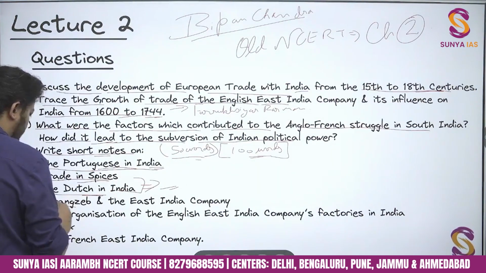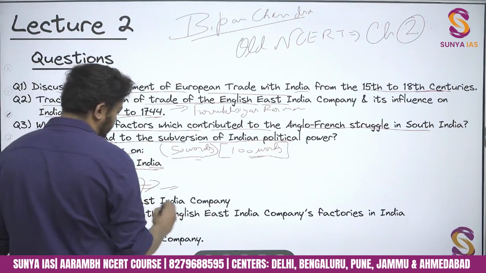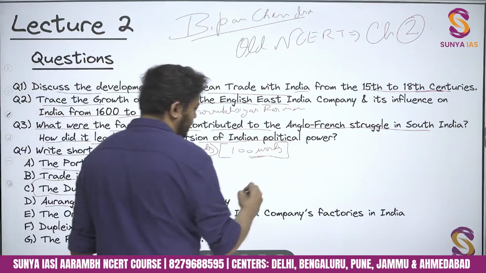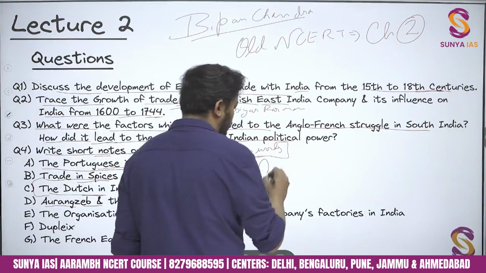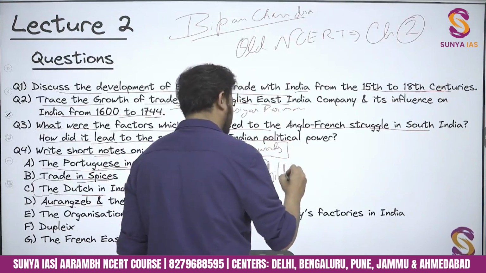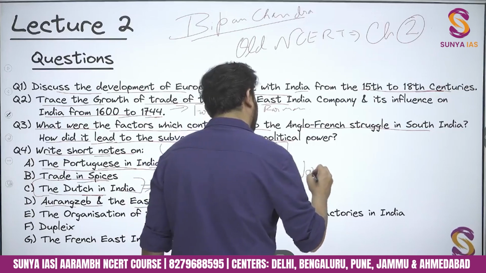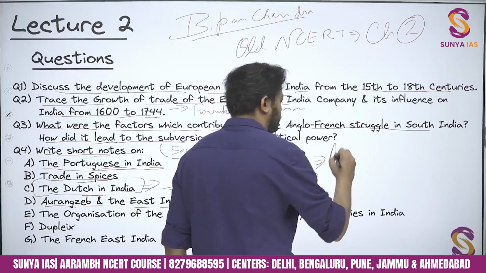Now, the next one is Aurangzeb and the East India Company. In that, you can mention in detail Child's War, or rather, instead of Child's War, just write the Anglo-Mughal War.